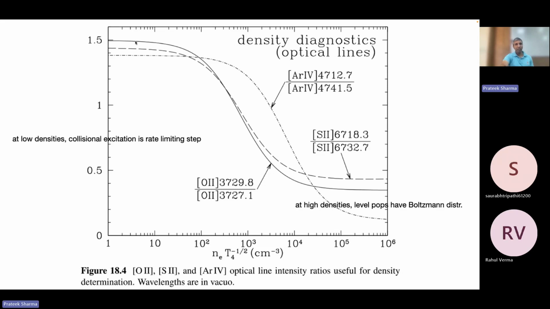Now, when you are in the low density limit, it was just that omega 10 by omega 20 was the value that you got for the line ratio. Here you get the thermal value for the line ratio. So you can actually see that if you are able to get the line ratio here, suppose it comes out to be here, you can get your density value. And the density values here are also in a reasonable range, like 100 to 1,000. So these are some of the lines that people use to infer the density of the nebula.